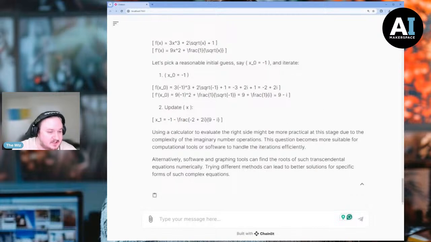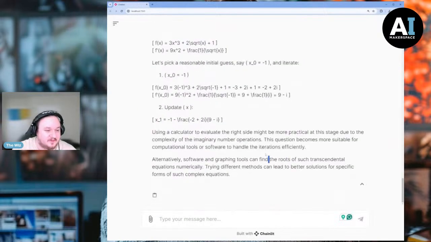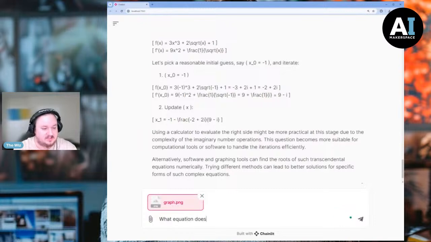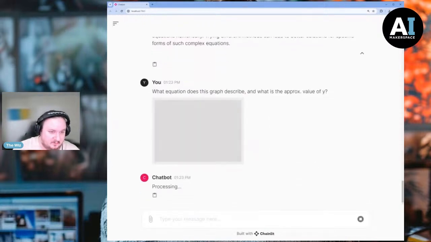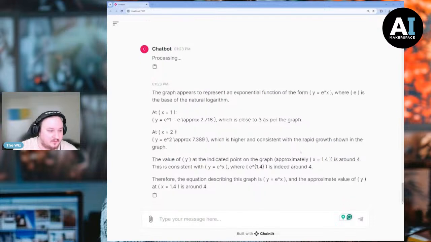But at this moment, it's just like, yeah, I know what it is. And this is 3x^3 + 2 square root x + 1 = 0. That's correct. It nailed it, right? So good enough. When we look at a graph, and then I ask, what equation does this graph describe, and what is the approximate value of y? We're going to see the graph in just a second, and we will share the code snippet afterwards, when we go through how we built the thing.